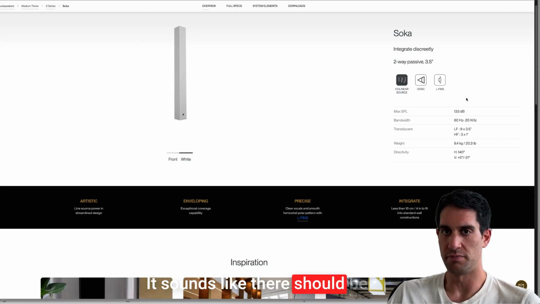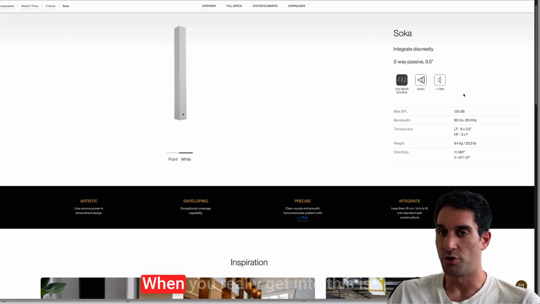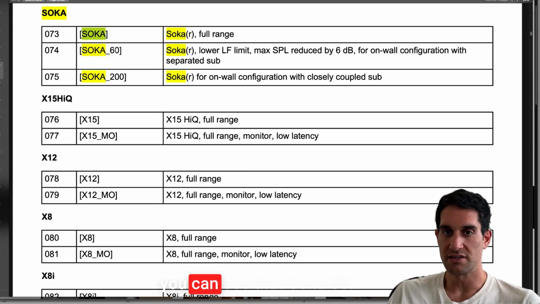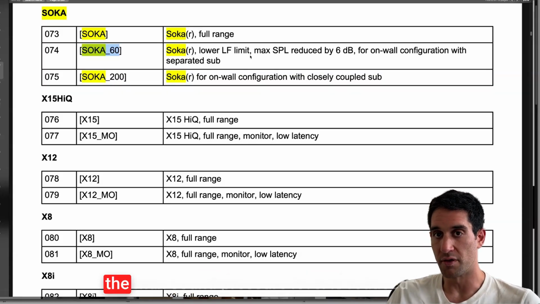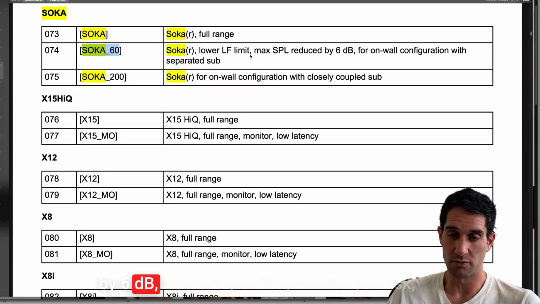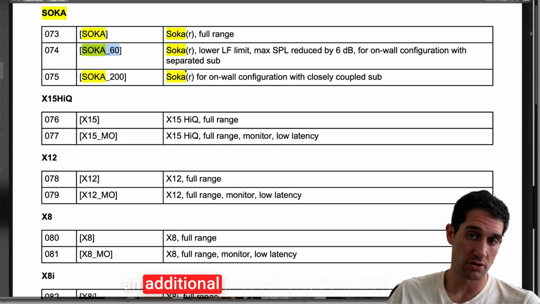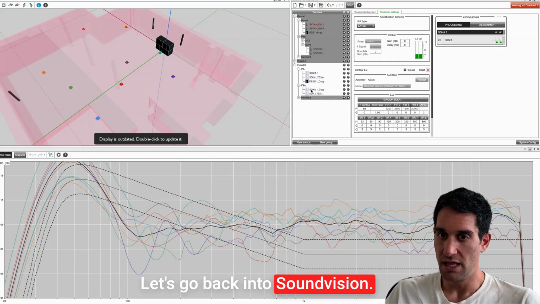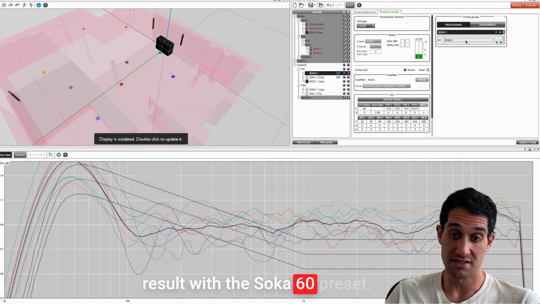It sounds like there should be absolutely no gap between 80 hertz and 220 hertz. Why would there be? When you really get into this is when you look at the preset guide, remember that's 60 hertz, you can see that Soka 60 is actually a dedicated preset that extends the low frequency limit. However, the max sound pressure level is reduced by 6 dB, which, depending on who you ask, may be about half the volume. There's an additional preset here, Soka 200, which I believe is meant for SB10i. Let's go back into Soundvision. Let's see if we can get better result with the Soka 60 preset.